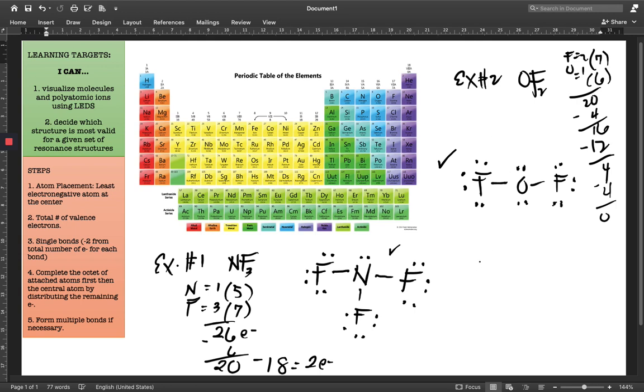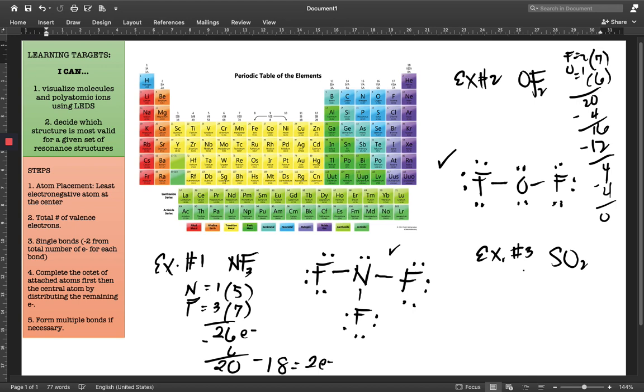Now, let's have example number 3, wherein we have to go to step number 5. We need to form multiple bonds if necessary. So let's take SO2. SO2 is one of the SOx. It comes from mufflers of vehicles.